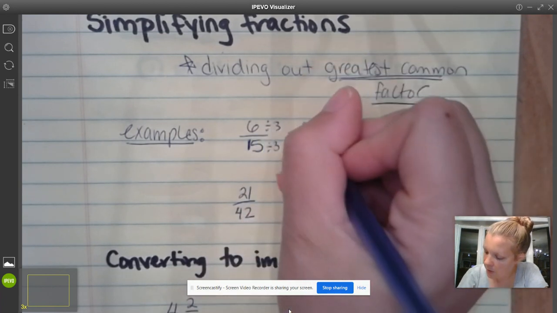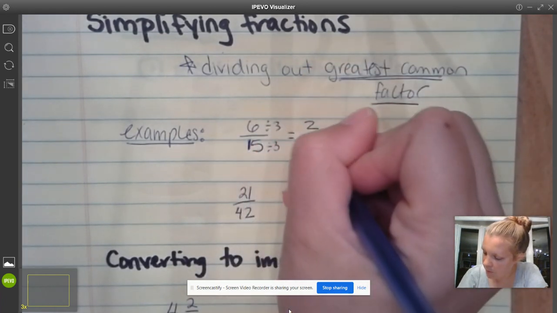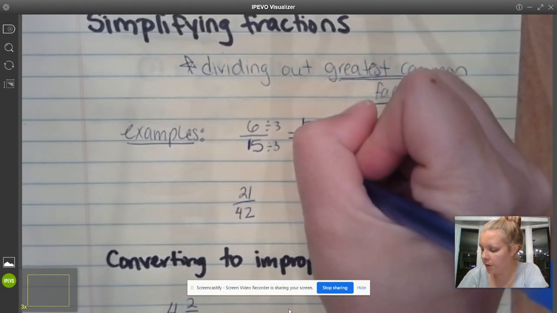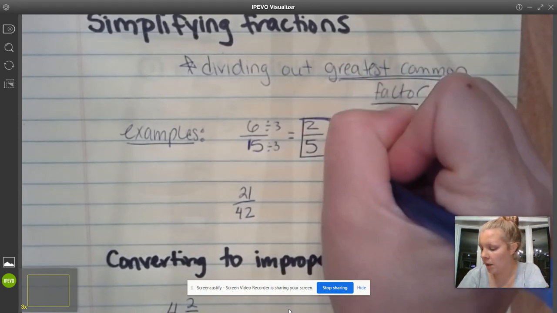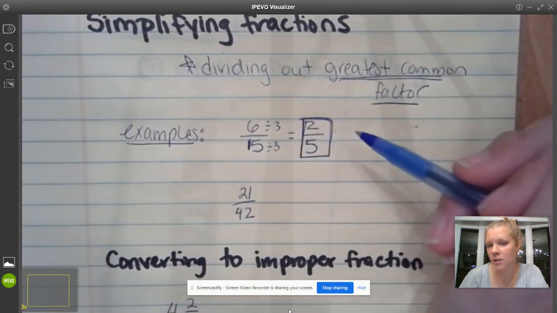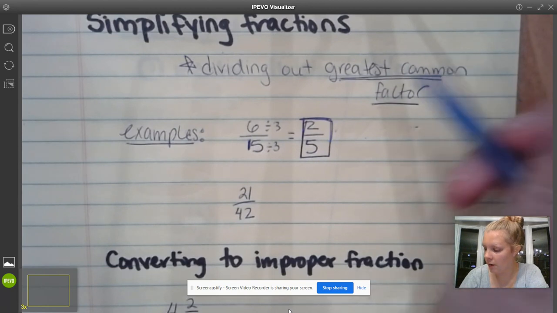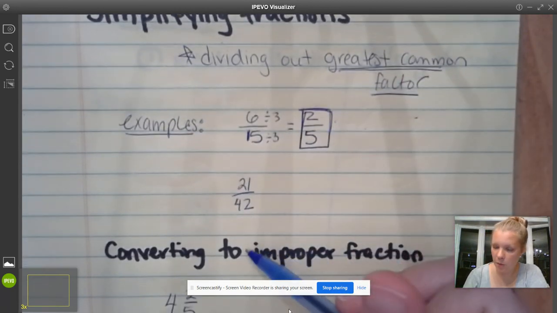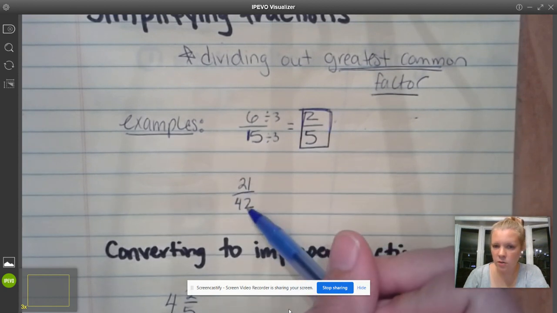6 divided by 3 is 2. 15 divided by 3 is 5. And then 2 and 5, the only factor they have in common is 1. Dividing out 1 doesn't change the value, like dividing 2 by 1 and 5 by 1 doesn't change anything, so we just leave it as 2/5. One more example, 21 over 42.